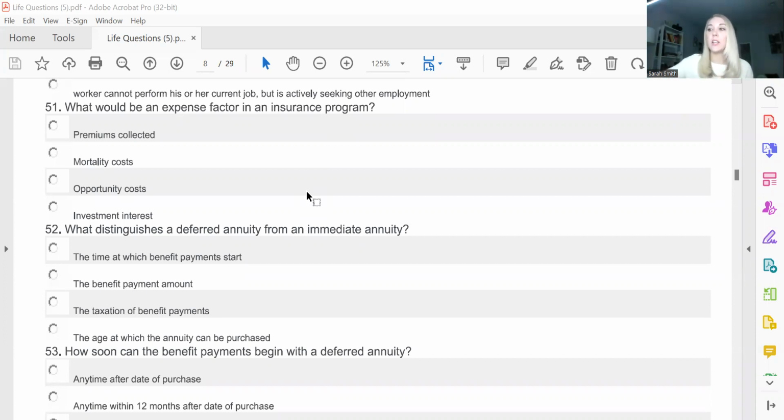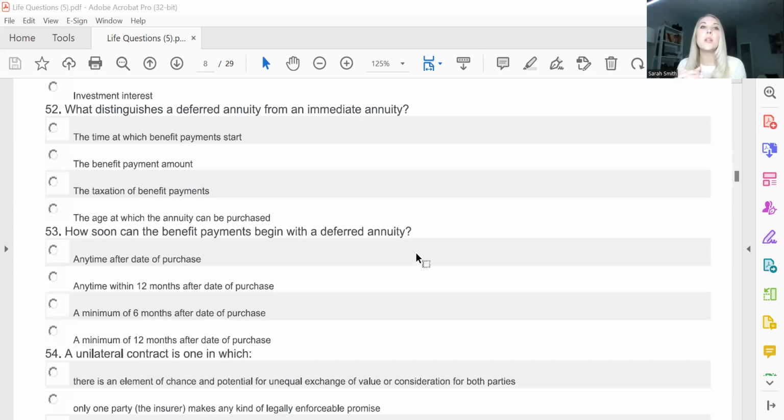Expense factor in an insurance program. This is coming from the insurance company's point of view. What's an expense to the insurance company? This one's going to be mortality costs. Of course, we know that the insurance company is going to have an expense whenever there is an insurable event, such as a death or a qualifying critical injury or chronic critical or terminal illness. So mortality costs.